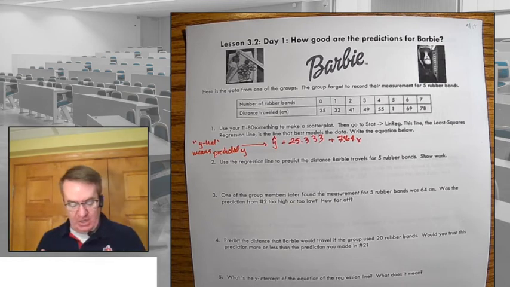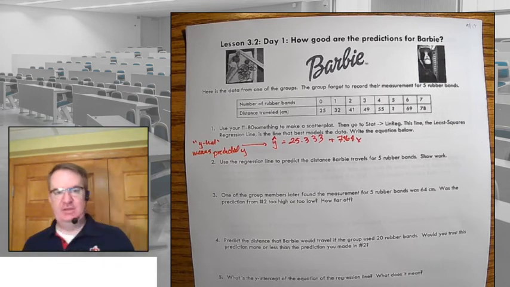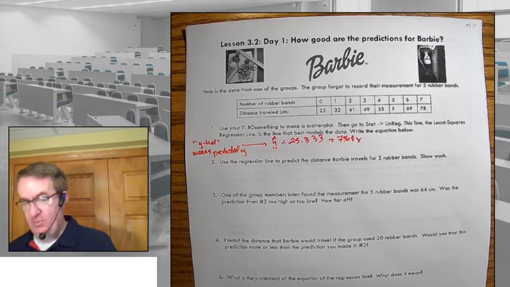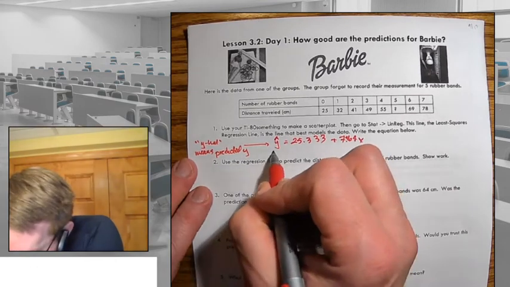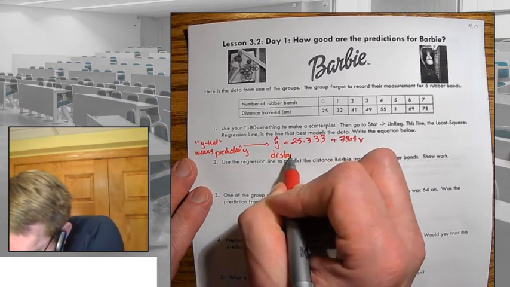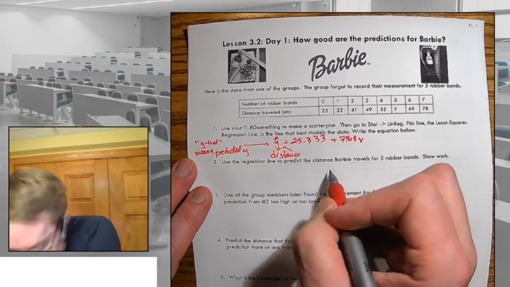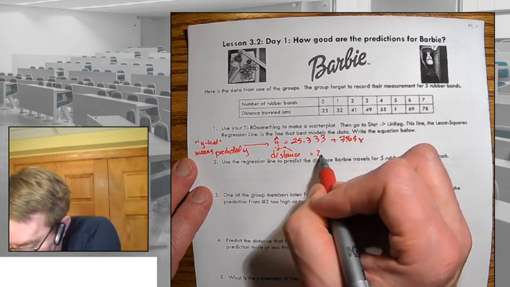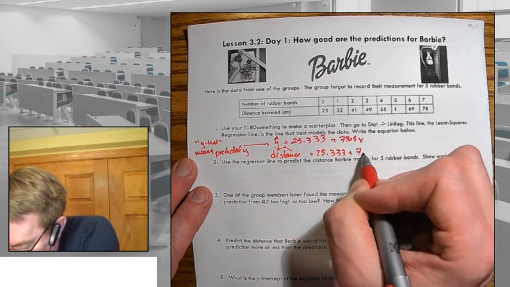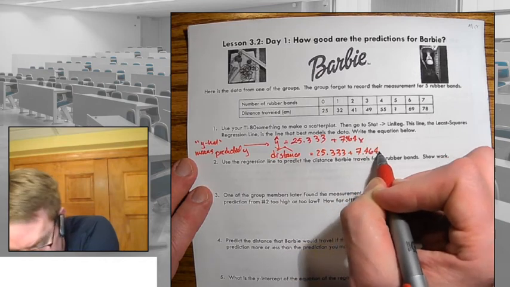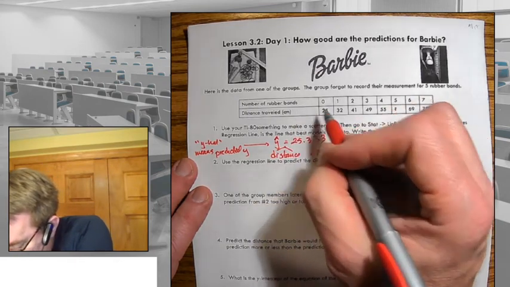Now, in terms of interpreting this, a lot of times I like writing the equations in terms of English instead of just math. And so you could say this, y is my distance, so I'm going to call this distance hat. And that's going to equal 25.333 plus 7.464. And what's x? Rubber bands.